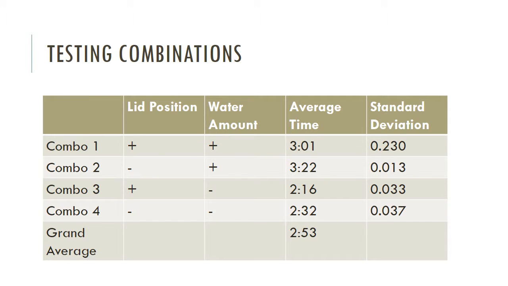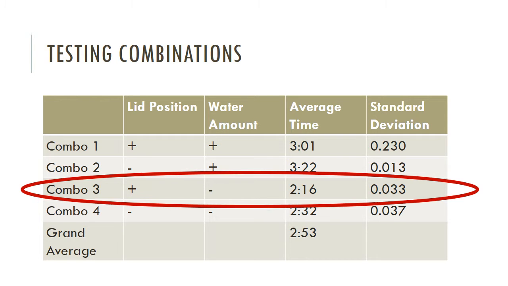Here are our numbers crunched a little bit. We have our average times for each combination, and then the standard deviation from those times. Combination 1 had a high standard deviation, but the rest are pretty low. Our grand average at the bottom is 2 minutes and 53 seconds. What we're looking for is the smallest amount of boiling time, and combination 3 definitely has that at 2 minutes and 16 seconds. It's noticeably lower than the other groups, and definitely lower than the grand average.